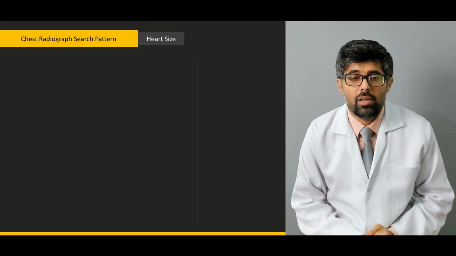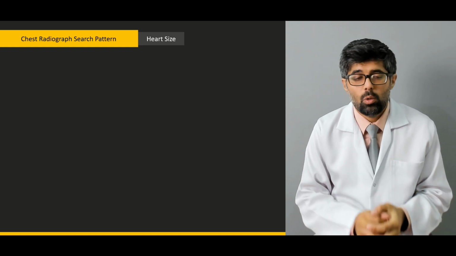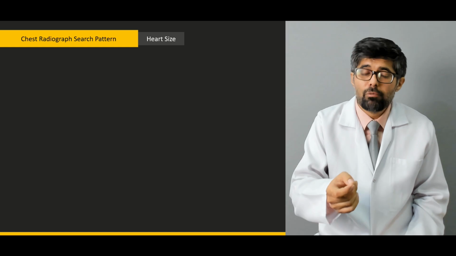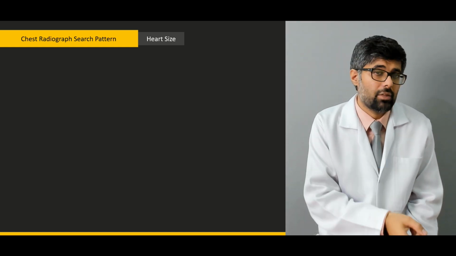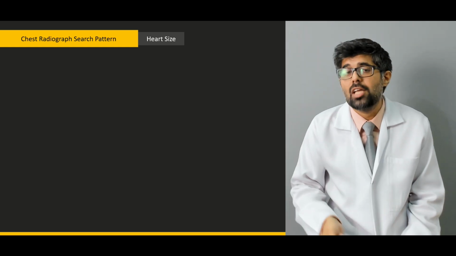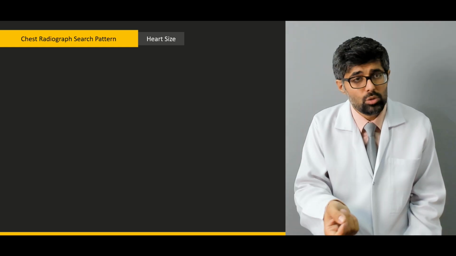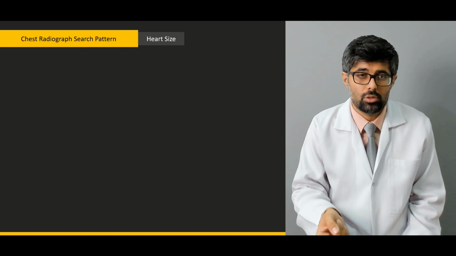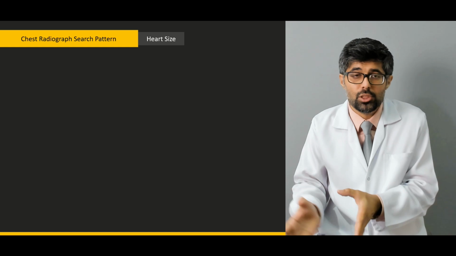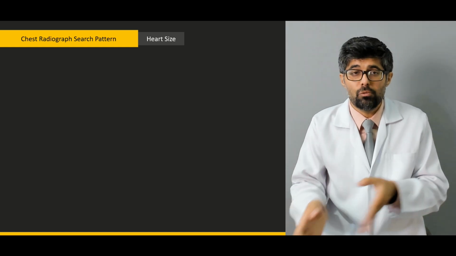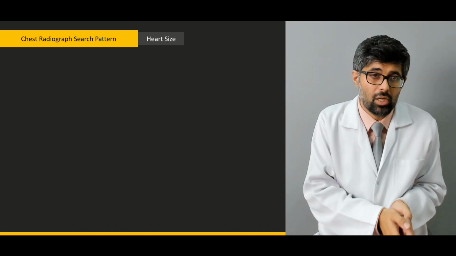Next, we have the search pattern. Whenever we look at a chest X-ray, we have to look at the different organs in a specific pattern. That pattern can change, but how you view the chest X-ray should not. This is the standard way of how we search different organs for various diseases and abnormalities.